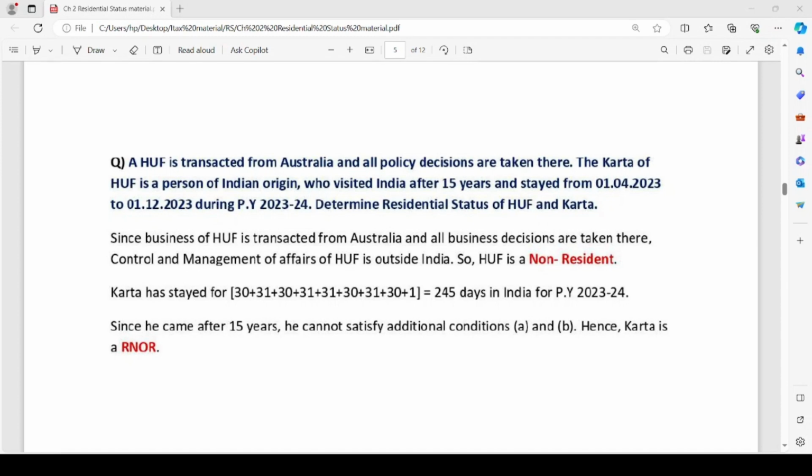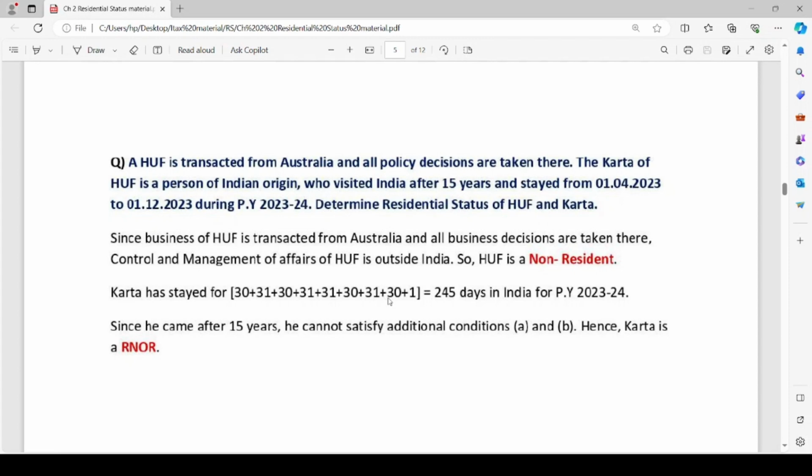Also, remember one thing guys, if in the given question the business of HUF is transacted from Australia and the policy decisions are taken in India, let us consider, for example, the control and management of affairs of HUF is done partially in India. In such a case, the HUF will be resident. Now we have to further classify its residential status either into ROR or RNOR.